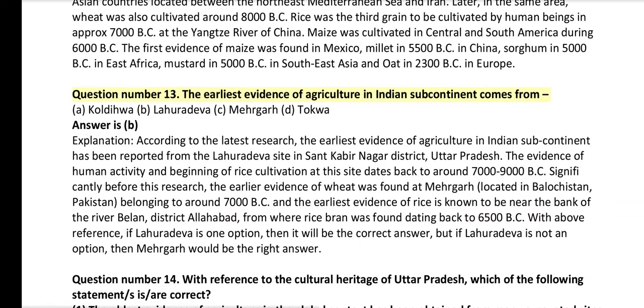Question number 13. The earliest evidence of agriculture in the Indian subcontinent comes from A. Koldihwa, B. Lahuradewa, C. Mehrgarh, D. Tokwa. Answer is B.